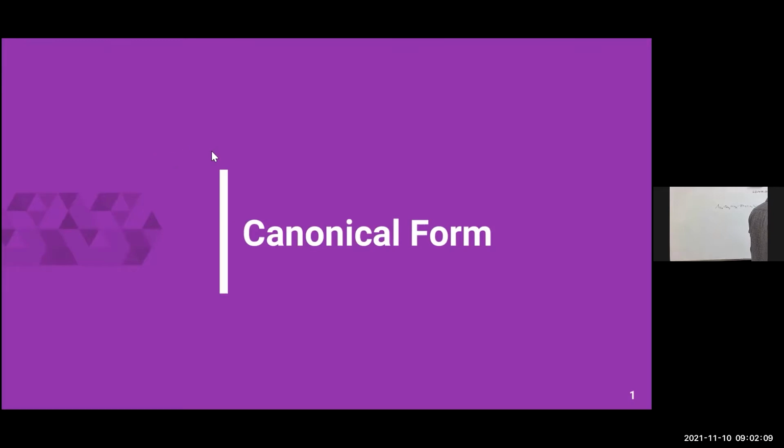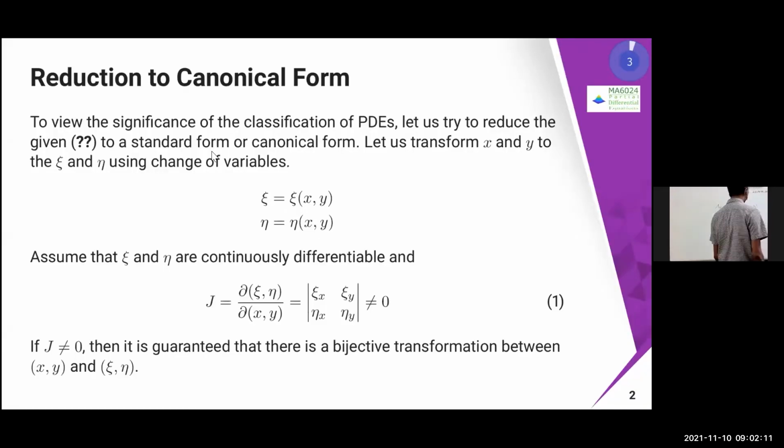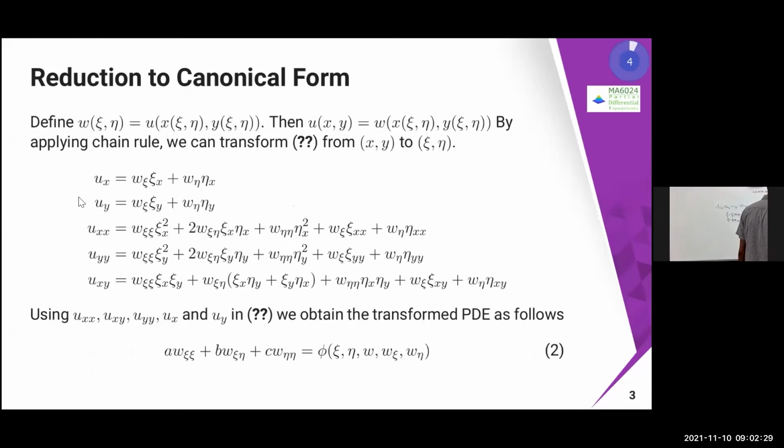So let us see. We have seen this already in the last class: how to reduce to the canonical system. We are going to introduce a transformation chi equal to chi of x, y and eta equal to eta of x, y. If the Jacobian is not equal to 0, then it is a bijective transformation, which we have discussed. In this case, you can write u in terms of w.